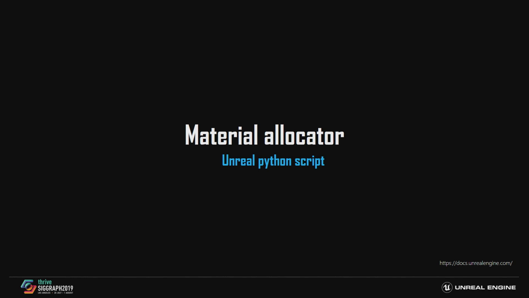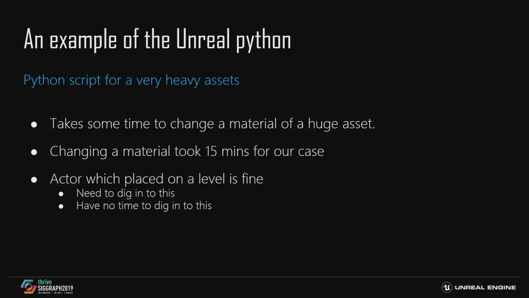Okay, let's move to the third tool, which is the material allocator. It's an Unreal Python script. Actually, it's not a big tool, just an example of an Unreal Python script. When we tried to change the materials of Vincent, it took crazy long, because it's a really huge asset which has a lot of vertices and faces. If you try to change the materials of that kind of huge asset, it takes crazy long. However, it will take only a few seconds if you know a little trick with this script.